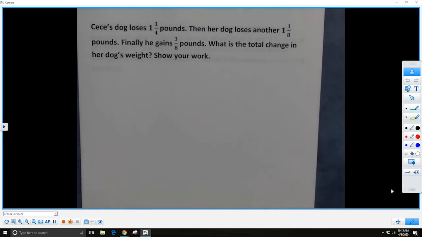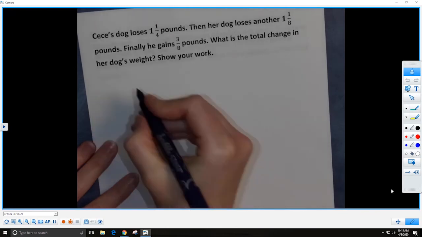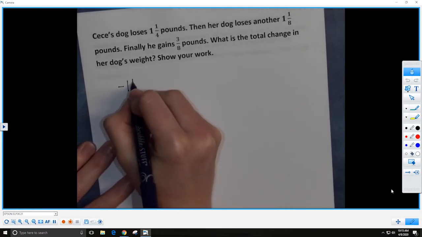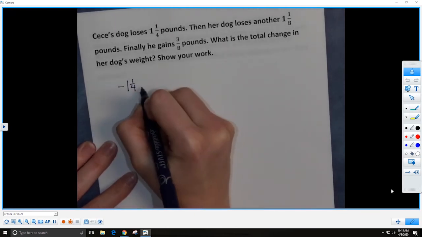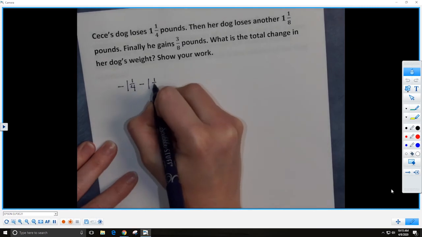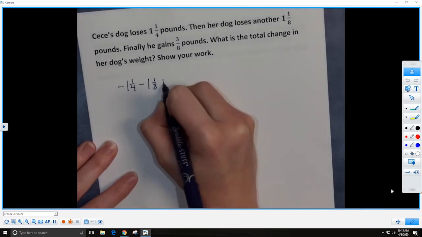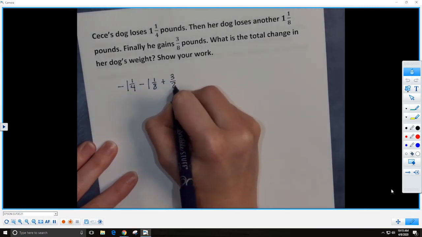Okay, let's look at this problem together. What expression did you write to solve this situation? See if yours matches mine. -1 1/4 minus 1 1/8 plus 3/8.